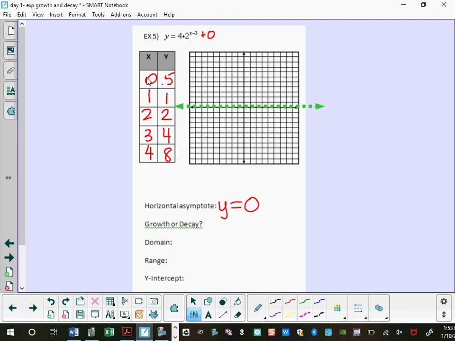Alright, so we have 0 and then 0.5, 1 and 1, 2 and 2, 3 and 4, 4 and 8. I'm going to get really close to my asymptote. I'm never going to touch it. I'm going to try to connect the rest of my dots. As long as you're able to sketch this graph, you should be okay.